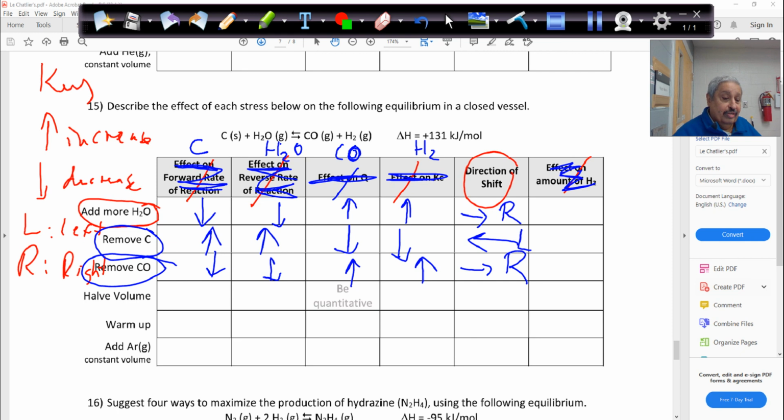Okay, so leave the volume by itself. Volume and pressure, we will come back to them. Leave those by themselves.